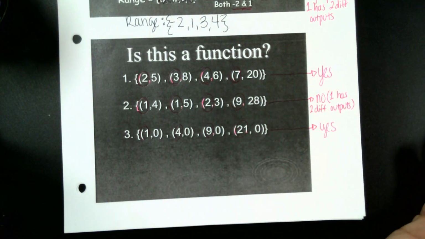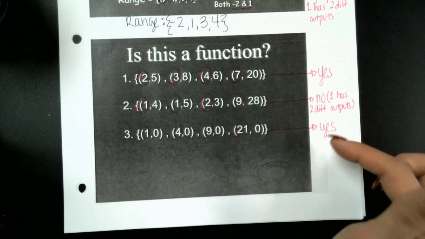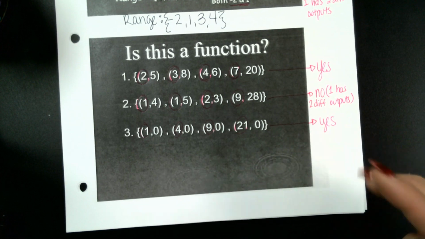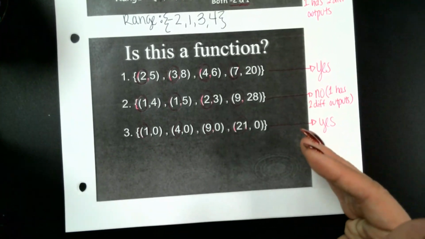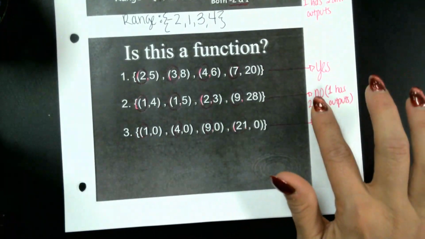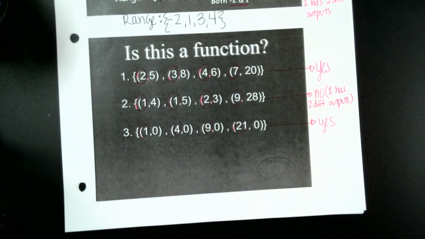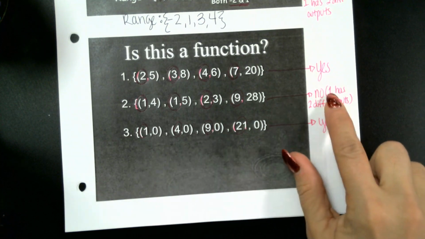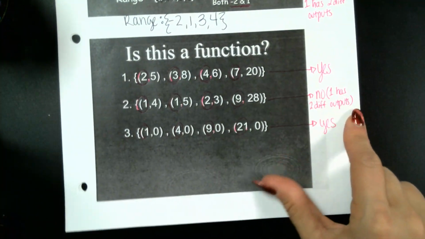None of the x's repeat, right? That would be the same thing for the third one. You could say yes, none of the x's repeat. On number 2, when you say no, you can't just say one of the x's repeats. You have to tell me which x repeats. So which one repeated? The 1. So I said the 1 has 2 different outputs.